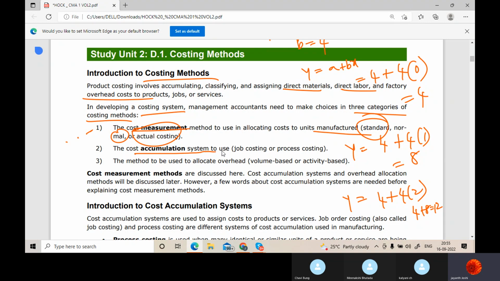Cost accumulation system to use, job costing or process costing, we'll see. Because when you do a job, you accumulate all the cost which you're incurring to do that job. And then method to be used to allocate overhead, volume based or activity based. We will discuss about this in detail.